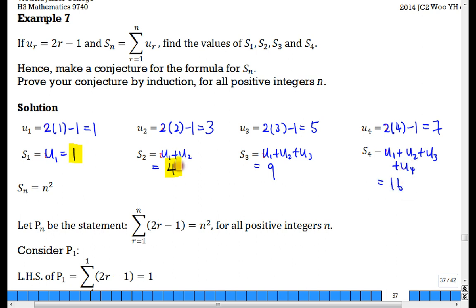Now obviously we observe 1, 4, 9, 16. Is there a pattern? Yes. 1 square, 2 square, 3 square, 4 square. So therefore, make a conjecture here. Actually I shouldn't have put this answer here for you all to come out on your own. The conjecture is S1 is 1 square, S2 is 2 square, S3 is 3 square, S4 is 4 square. We would like to think that S5 is 5 square, S6 is 6 square.